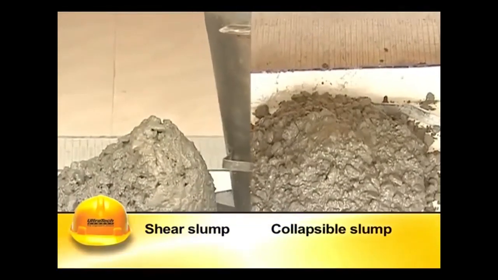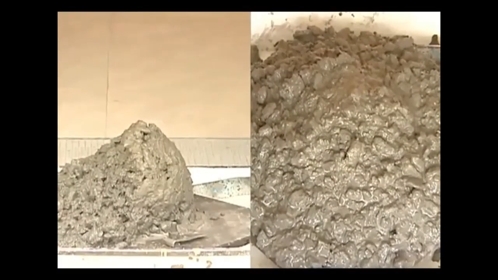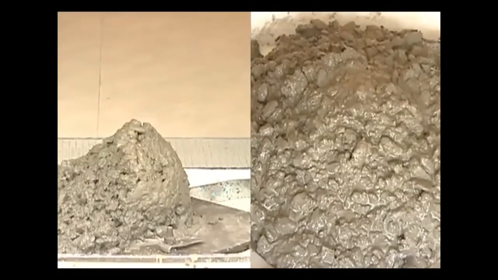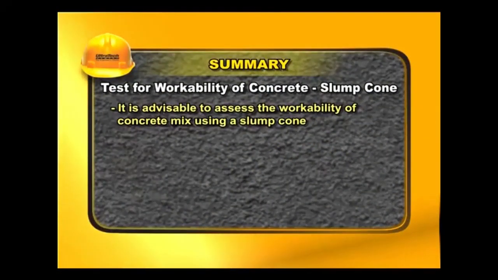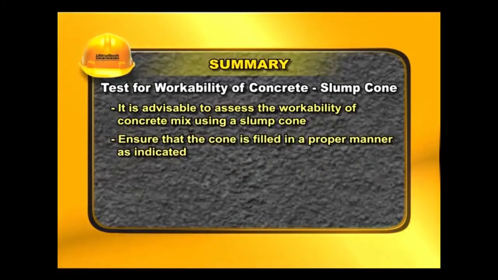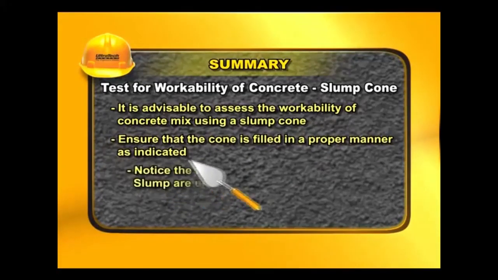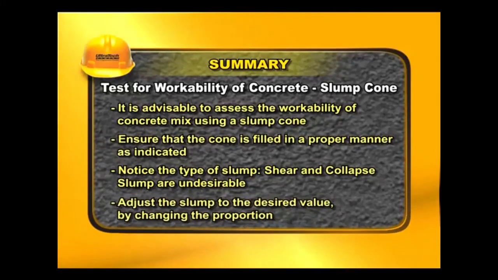In case of slump results beyond the specified limits, the mix proportion needs to be adjusted, especially the water content. The slump can also be varied by changing the proportion, size and combination of the various sizes of the aggregates. It is advisable to assess the workability of concrete mix using a slump cone. Ensure that the cone is filled in a proper manner as indicated. Notice the type of slump. Shear and collapse slump are undesirable. Adjust the slump to the desired value by changing the proportion.